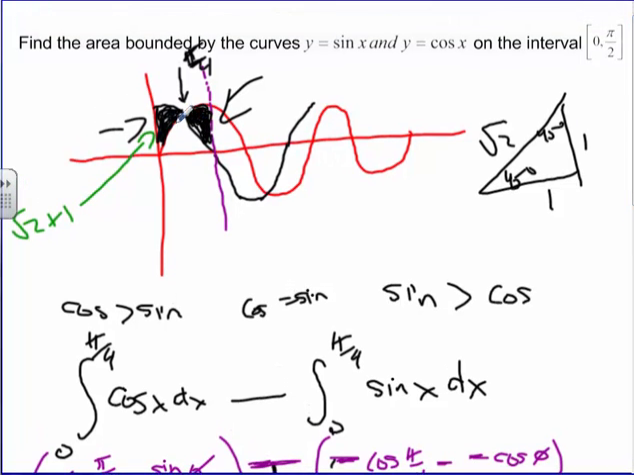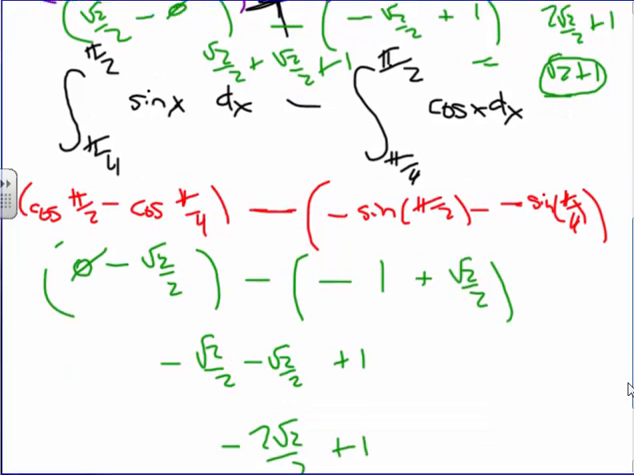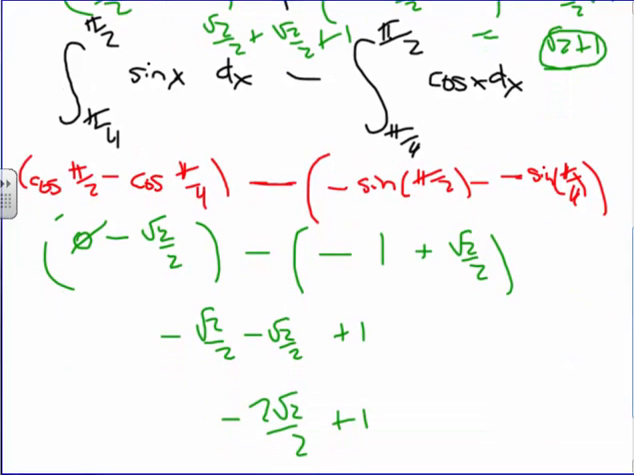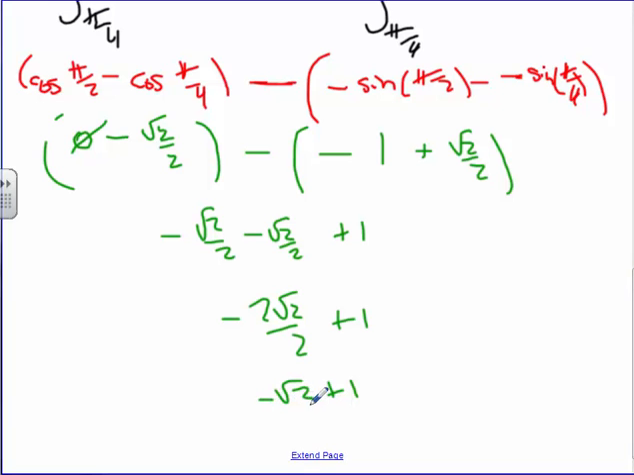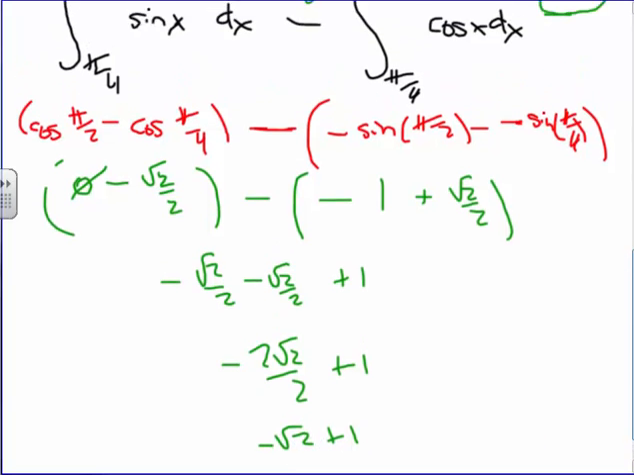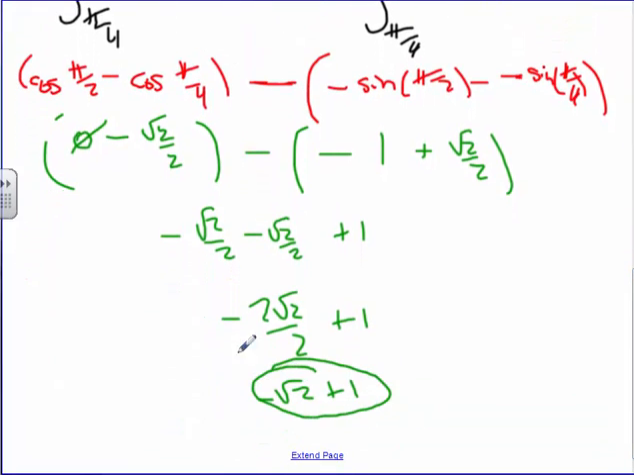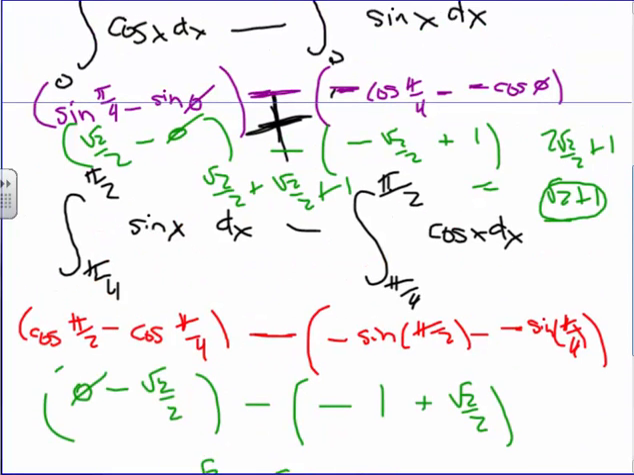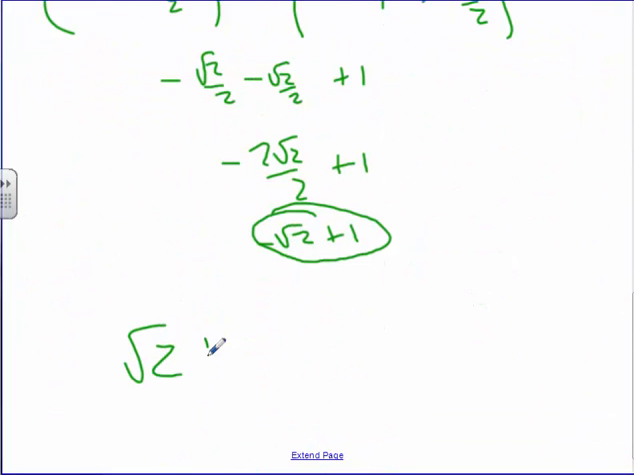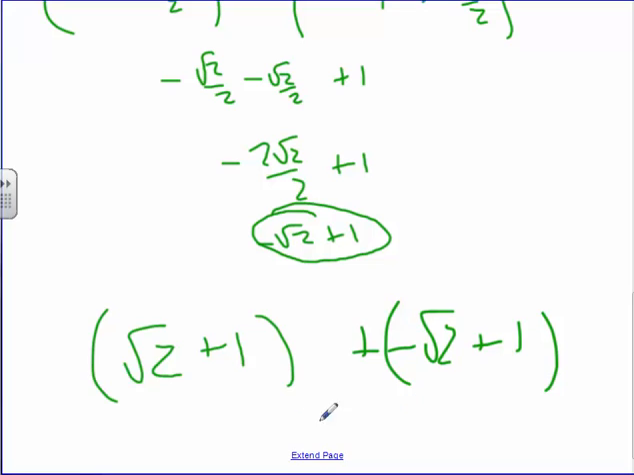Those two guys sure look like they should be the same as each other, but based on the way these curves work, it's maybe not quite the same. So one of these is root 2 plus 1. The other one is negative root 2 plus 1. So I just need to add them together now. Root 2 plus 1 plus negative root 2 plus 1 means my final area should be 2, right? Because the root 2 and the negative root 2 should cancel.